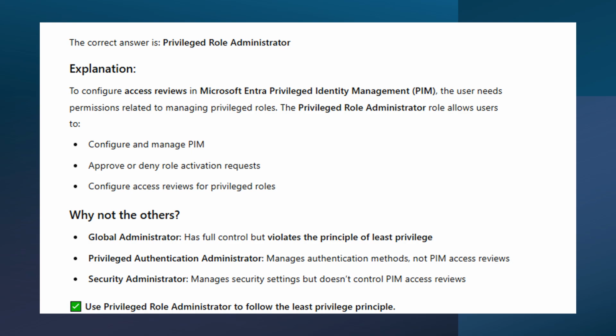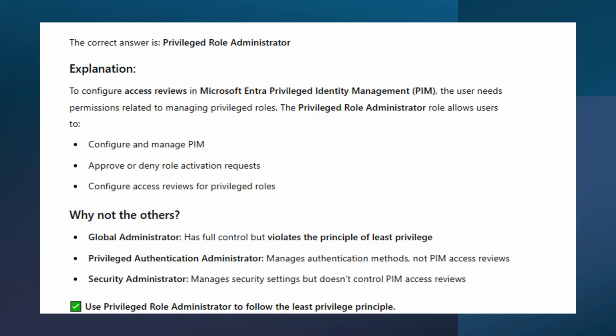The correct answer is Privileged Role Administrator. To configure access reviews in Microsoft Entra Privileged Identity Management, or PIM, the user needs permissions related to managing privileged roles. The Privileged Role Administrator role allows users to: 1. Configure and manage PIM, 2. Approve or deny role activation requests, and 3. Configure access reviews for privileged roles.